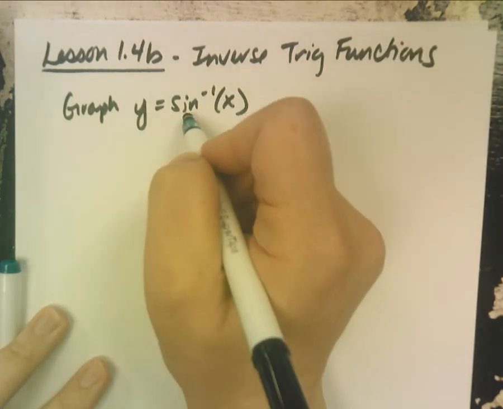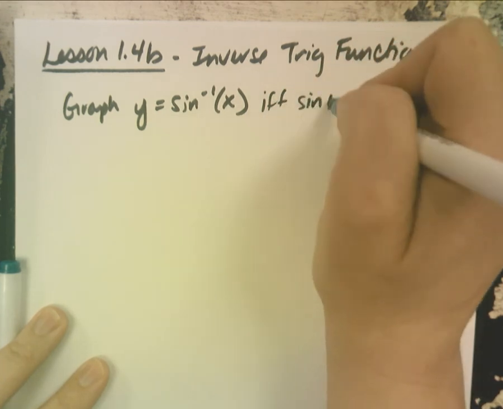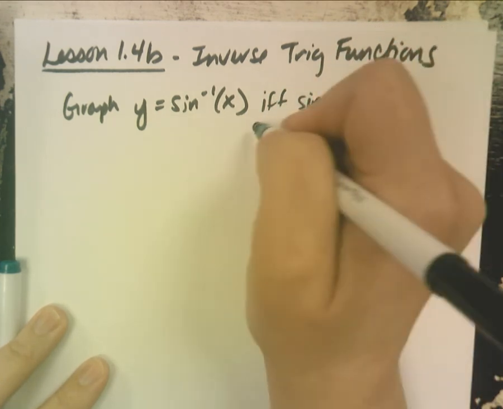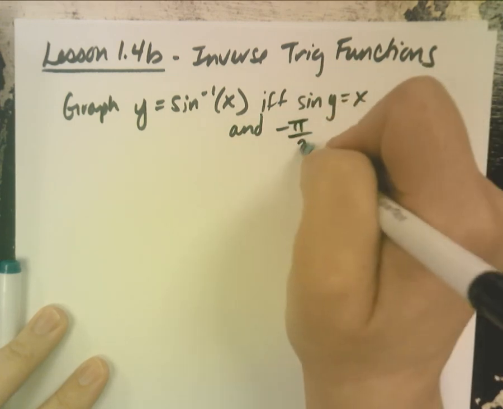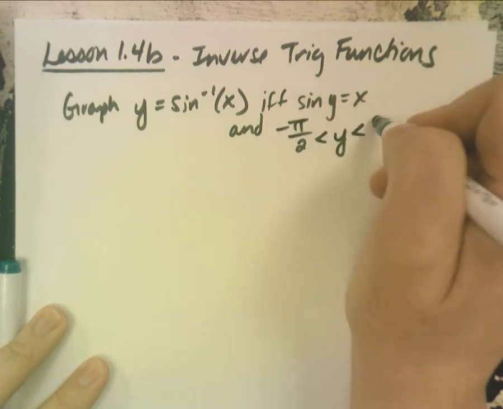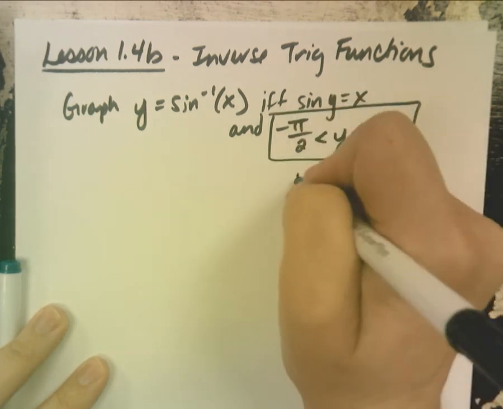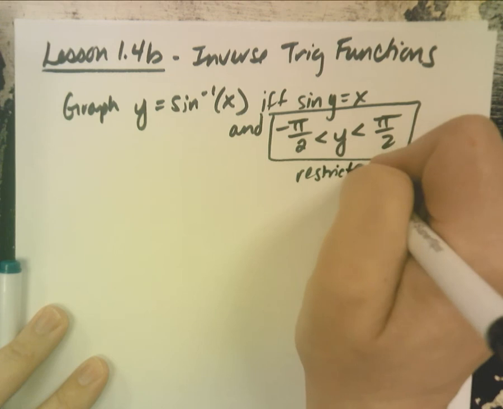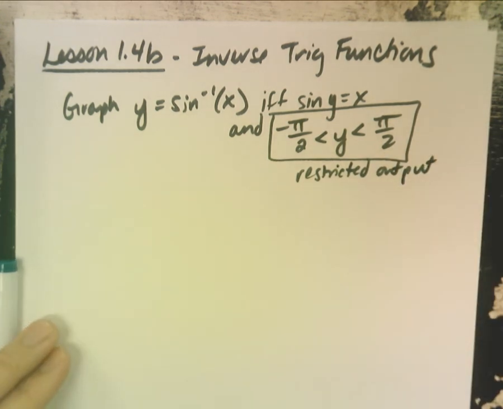Y is equal to the inverse sine of x if and only if sine of y equals x and -pi/2 is less than y is less than pi/2. This is your restricted output. What does that mean, Miss Aceta?